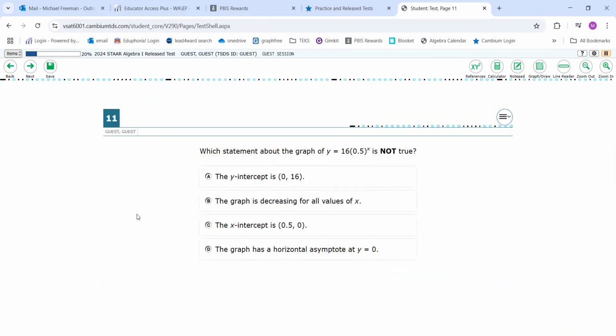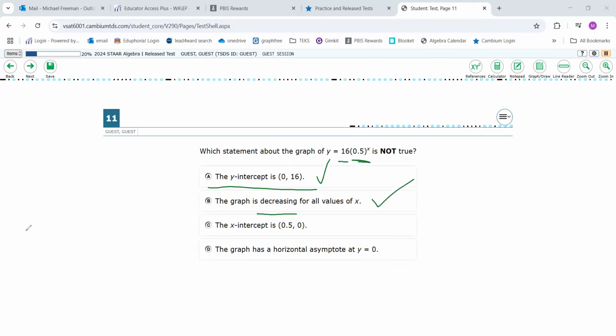All right, which statement about the graph of y equals 16(0.5)^x is not true? So again, we're talking about exponential functions. Well, we know, because the x is the exponent, the number in the front is the initial value and the y-intercept. So the y-intercept is 16. That is true, right? The graph is decreasing. Well, yeah, our b value is less than 1, so that is decreasing. So that again, that's true.